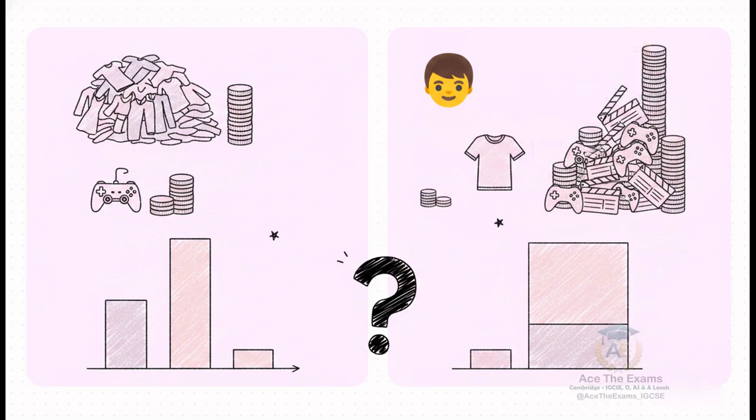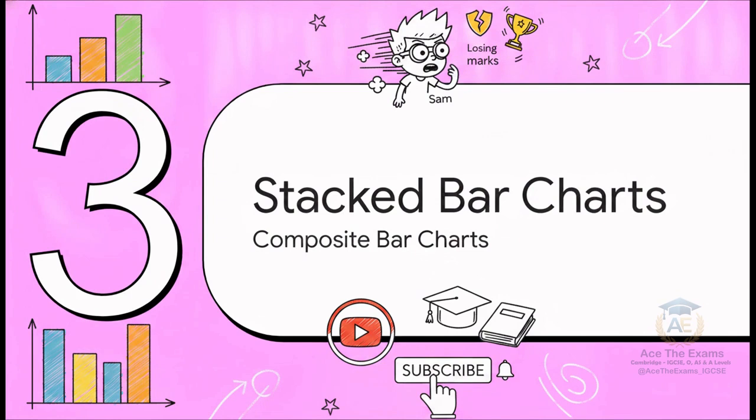A side-by-side dual bar chart lets you instantly see who spent more on food at a quick glance, but it doesn't easily show you their total combined spending. The way you choose depends entirely on the Cambridge assessment objective hidden in the question. Which brings us perfectly to Section 3, Stacked and Composite Bar Charts. This is where the difficulty curve really spikes, so pay close attention.